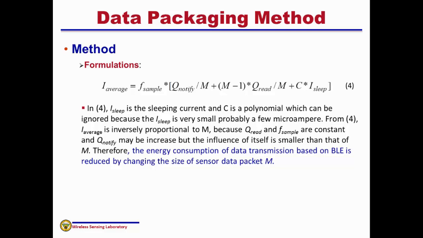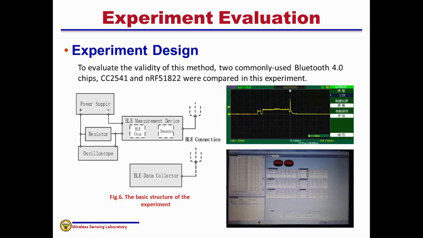So here in this equation, the frequency and the C are constants, and finally the charge for the transmission increases very limitedly. So when we increase the number of M, the average current would decrease. So finally, we do the experiment to see how the energy would change.